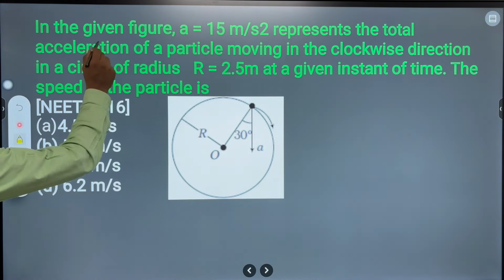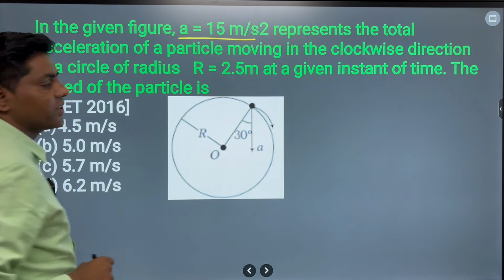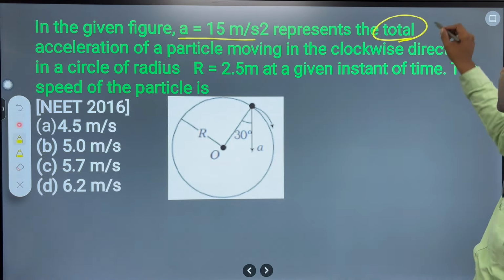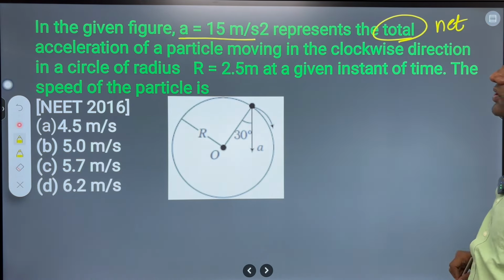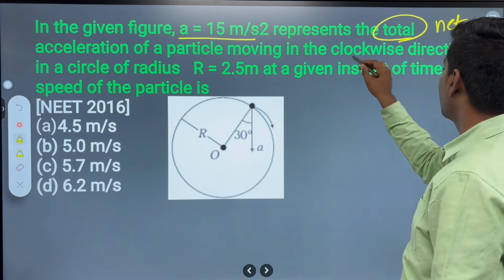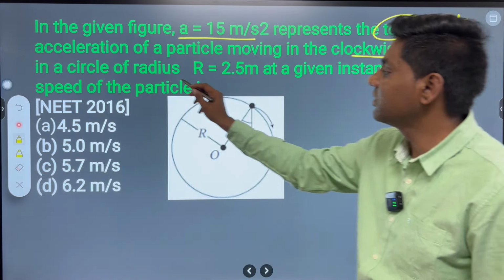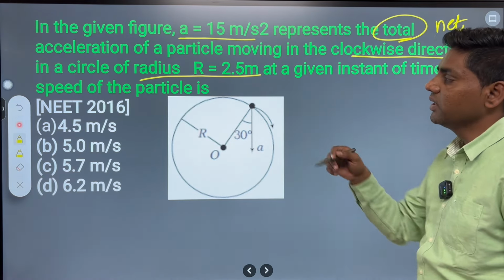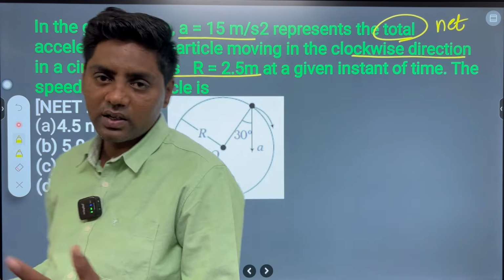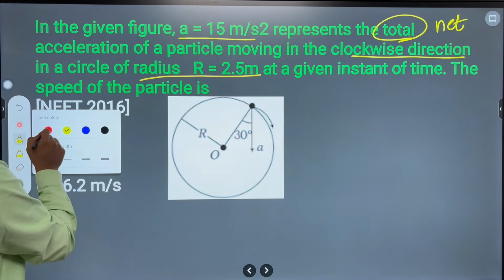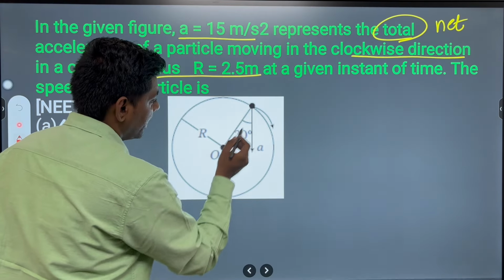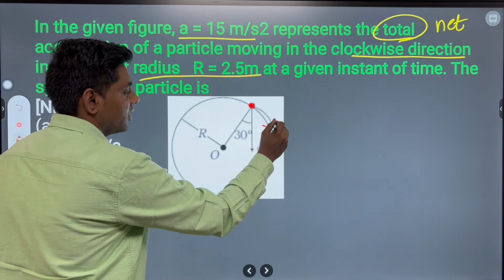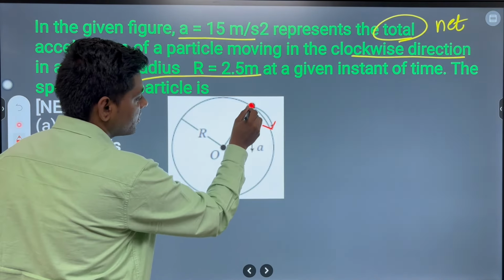Next example. In the given figure, acceleration is given, that is 15 meter per second square. It represents the total acceleration, the net acceleration, of a particle moving in the clockwise direction in a circle of radius 2.5 meter at the given instant of time. Then the speed of the particle is asked. A diagram is given, very simple to solve. So now the particle is performing circular motion, moving in a clockwise sense.